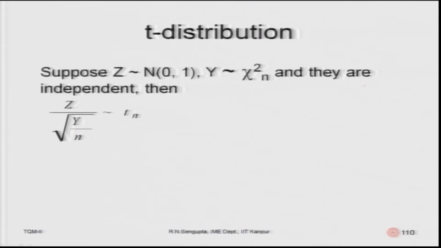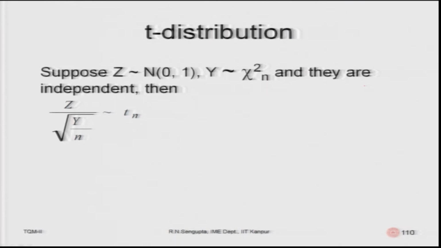Now, you have the t distribution. How do you form the distribution? Consider that y is already chi-square with n degrees of freedom. You have another distribution, z, which is standard normal. Then, if you find the ratio of z divided by the square root of chi-square divided by its degrees of freedom, you will have the t distribution.